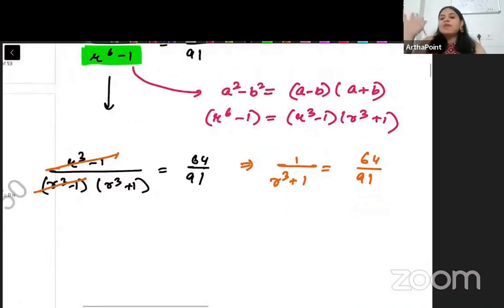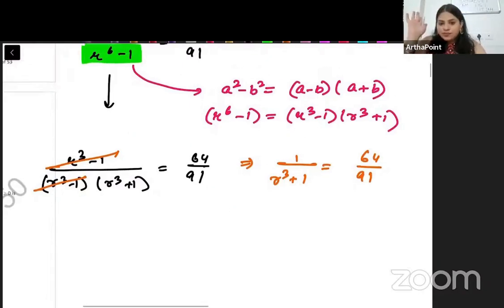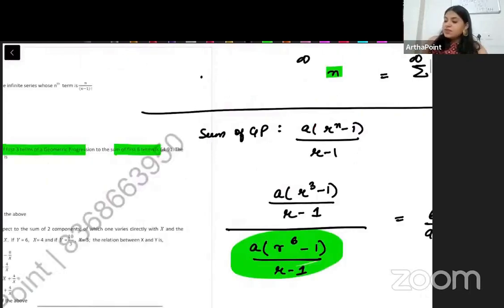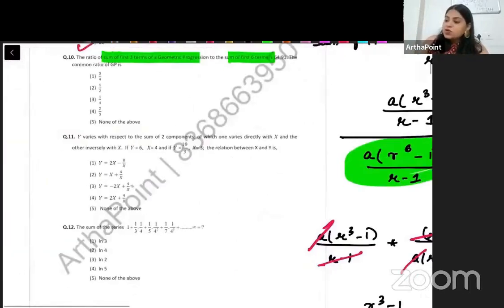Now you can solve for the value of r. I am leaving that to you. You will get, I think, r as 3 by 4. Alternatively, what you can do is put these 4 values of r and check which is satisfying this equation. I am leaving that to you, but by solving this equation you will get 3 by 4. I hope this is clear, how to go ahead and solve this question.